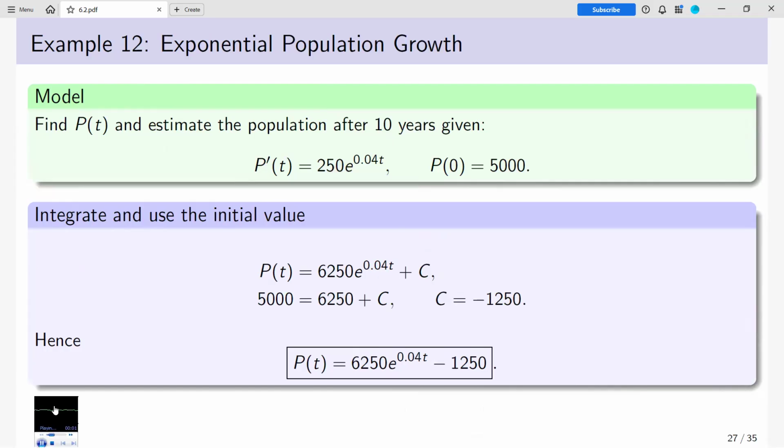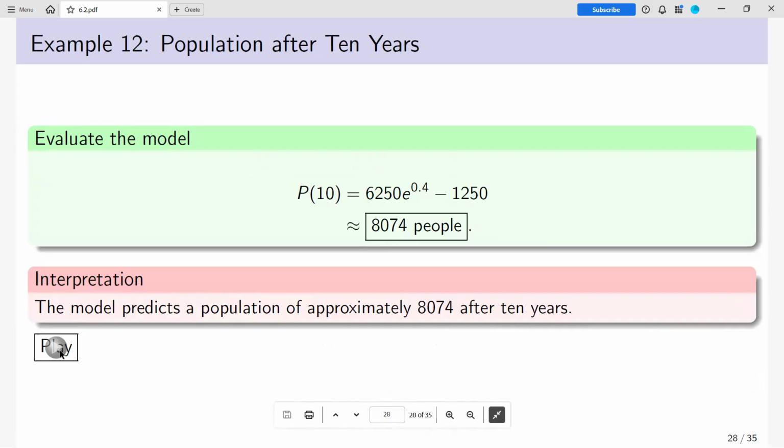Integrating the exponential rate introduces a factor of 1 over 0.04. The current population then determines the constant. Substituting 10 into the population model gives about 8,074 people. The numerical answer should always be interpreted in context and with units.